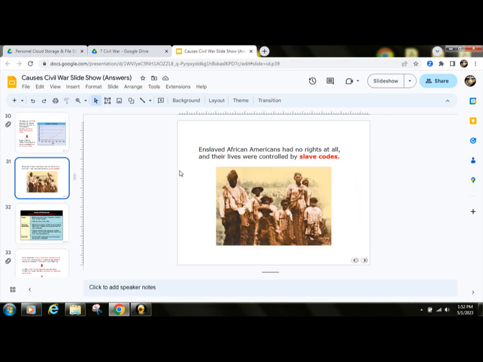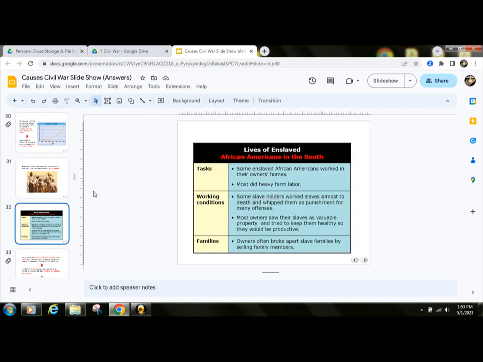Enslaved African Americans had no rights at all, and their lives were controlled by slave codes. So, lives of enslaved Africans in the South. So again, some enslaved African Americans worked in their owners' homes. Most did heavy farm labor. So it would be rare to find slaves in a more talented profession. They were used mainly for manual labor.